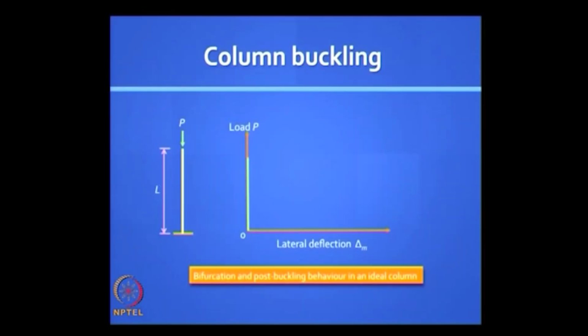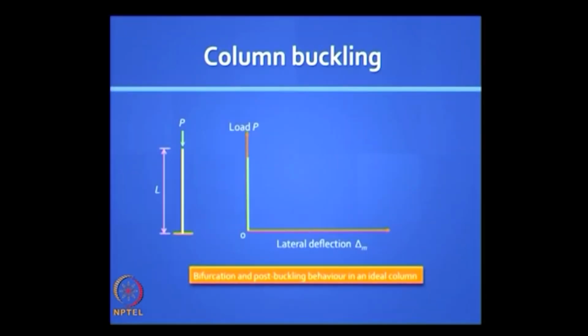If I apply an axial compression to a column like that, which is free on top and fixed at the base, do I get any lateral deflection? This is an ideal column, which will not deflect until I reach its critical buckling load. So how do I find that critical buckling load? Let us go through first principles. How do I find out?